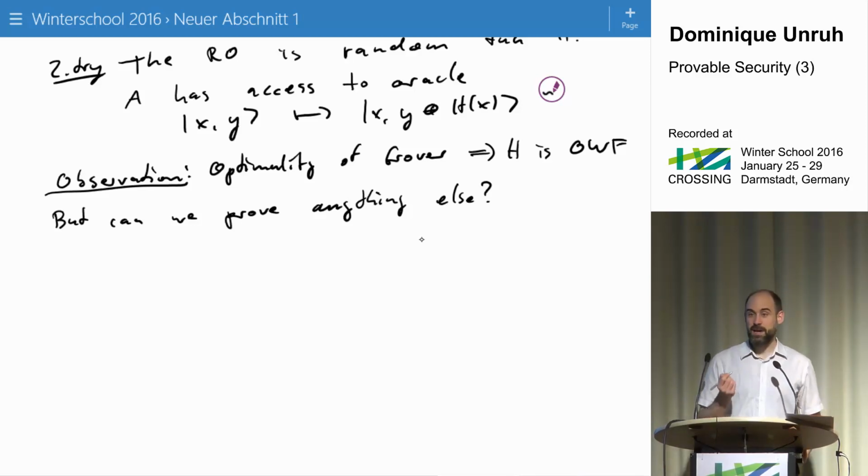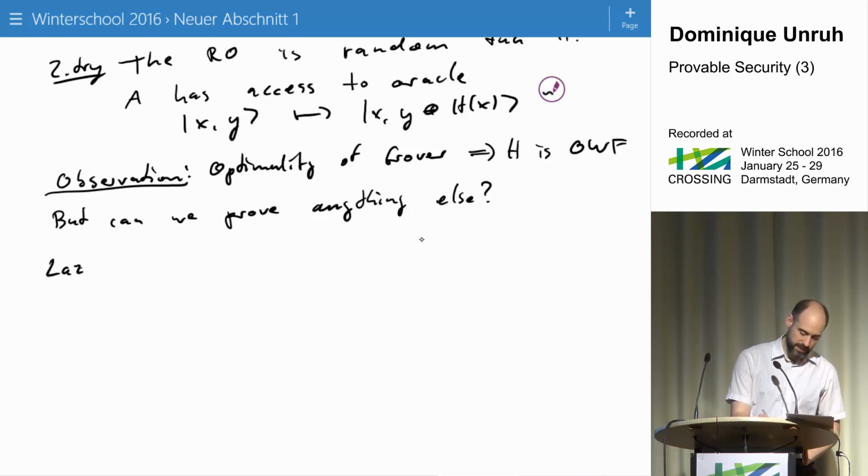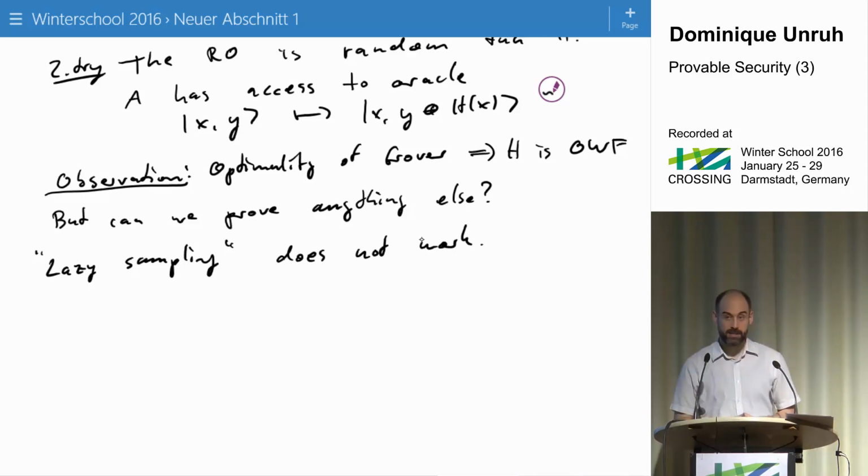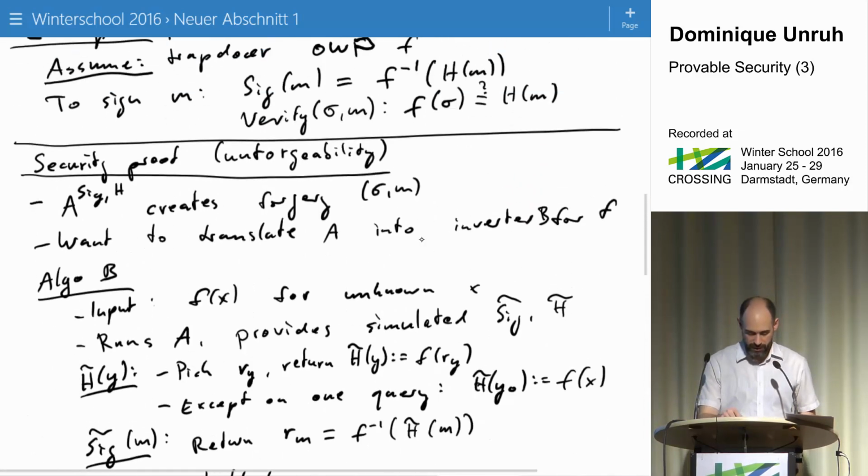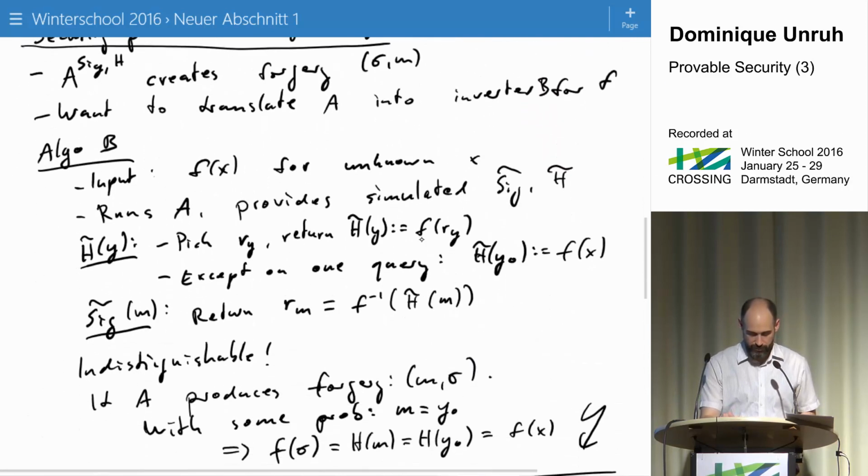And we have one big problem when using the quantum random oracle. Lazy sampling does not work. Now you will ask, what is lazy sampling? Because I forgot to mention the name when I used it, so let's go back here.